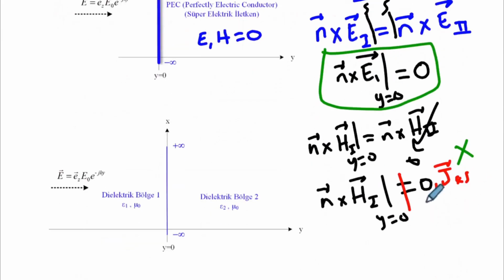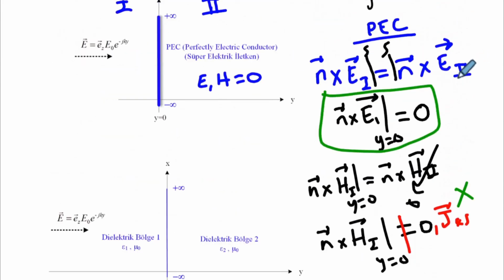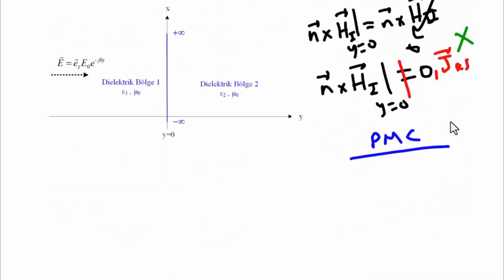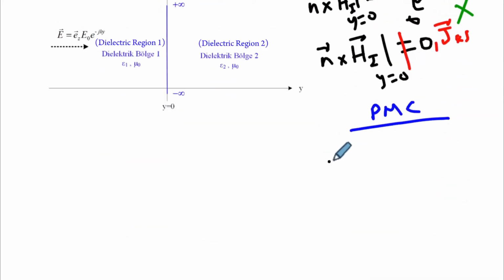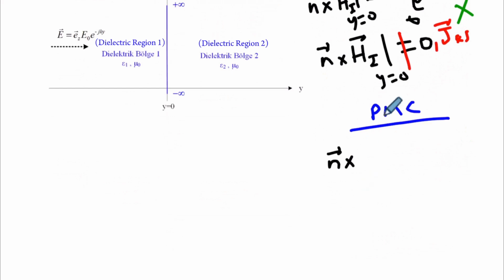These operations would switch places, friends. If it were PMC, again when you say N cross E1, N cross E2, we cannot say that E2 is 0 this time. Let's write it down again like this, N cross. Just as I could use N cross E equals 0 here, friends, when it is magnetic, I can say that N cross H equals 0, meaning the magnetic field on the other side is 0. This time, you can use this, friends.